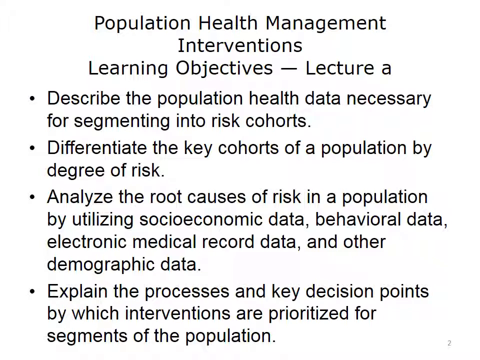Describe the population health data necessary for segmenting the population into risk cohorts. 2. Differentiate the key cohorts of a population by the degree of risk. 3. Analyze the root causes of risk in a population by utilizing certain socioeconomic, behavioral, electronic medical record data, and other demographic data. 4. Explain the processes and key decision points by which interventions are prioritized for segments of the population.